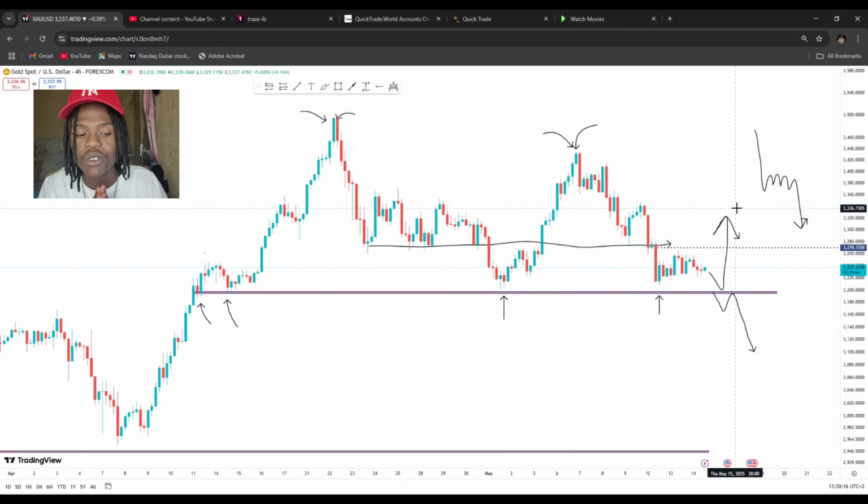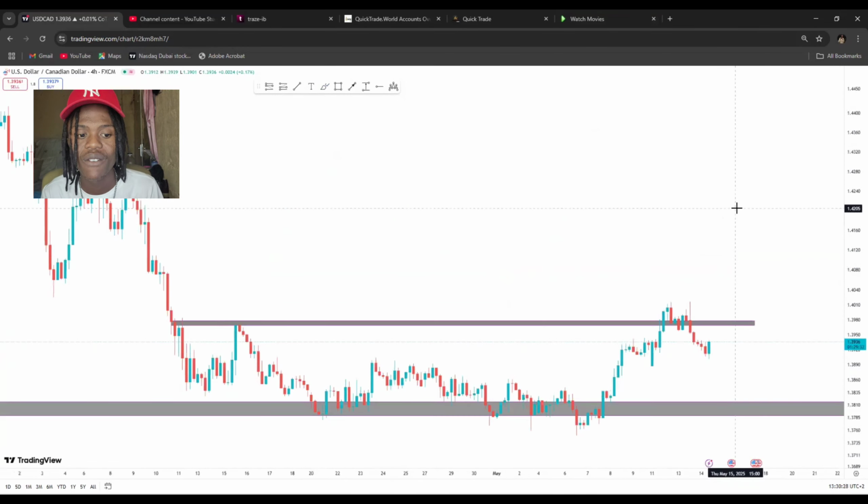So gold will be very simple. If price doesn't violate our lows, then we can look for that reversal to the upside. But if price violates our lows, then we simply look for those continuations to the downside. You guys get that? So last but not least, we're having USD CAD.